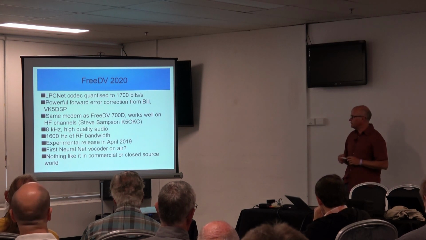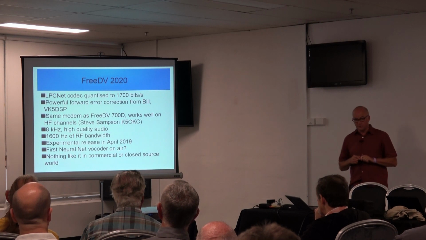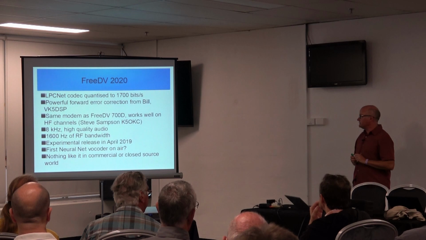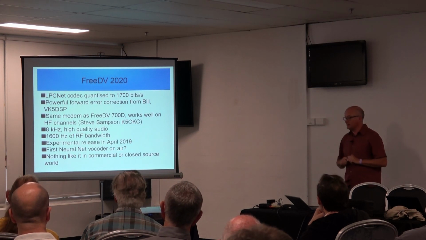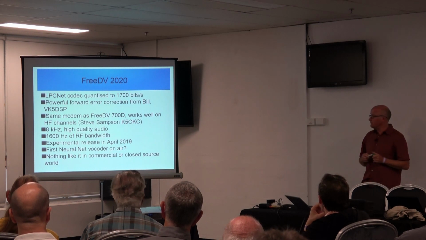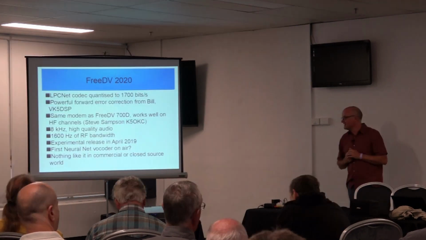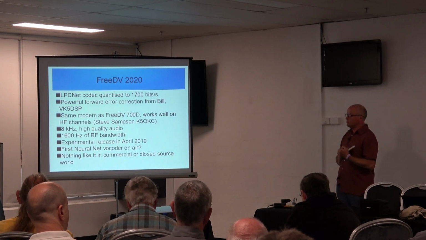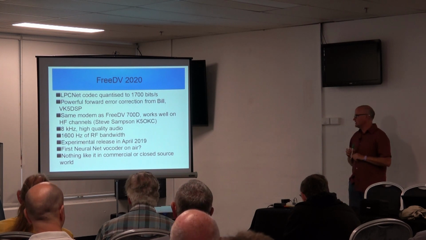Which brings me to the FreeDV 2020 mode. That's what I'm working on developing at the moment and hoping to release in the next few months. That consists of an LPCnet codec that's quantized to around 1700 bits per second. On top of that, we'll put some forward error correction codes, once again developed by Bill. So this uses the same modem that's working so well on FreeDV 700D over the HF channels.